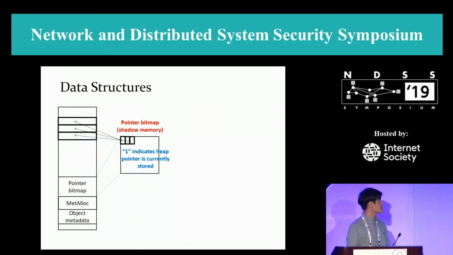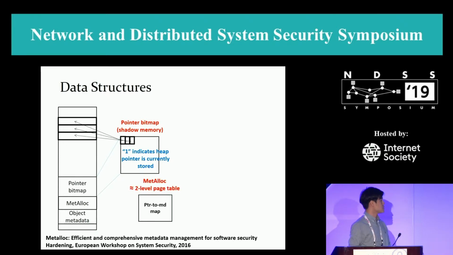So first, for the data structures, we have a pointer bitmap, which corresponds to the shadow memory of the entire virtual address range. A bit here corresponds to 8 bytes of memory. And if the bit is set, it indicates that a heap pointer is currently stored in the corresponding 8-byte memory region. And then we have a pointer-to-metadata map.